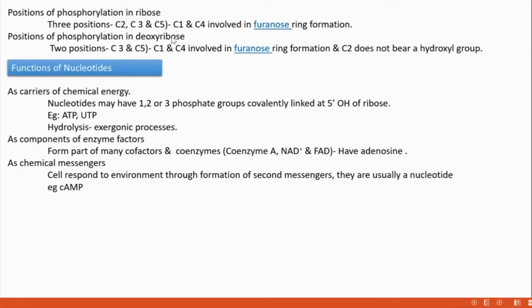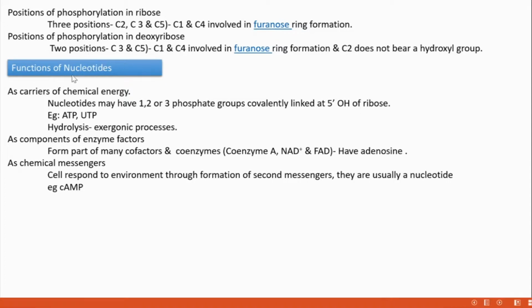Then in the case of deoxyribose, in which positions does phosphorylation happen? In deoxyribose, C3 and C5 can be involved in phosphorylation. C1 and C4 cannot be used for that purpose because they are an integral part of furanose ring formation. And what about C2? At C2 there is no hydroxyl group, only an H. So C2 is also not ideal for phosphorylation.